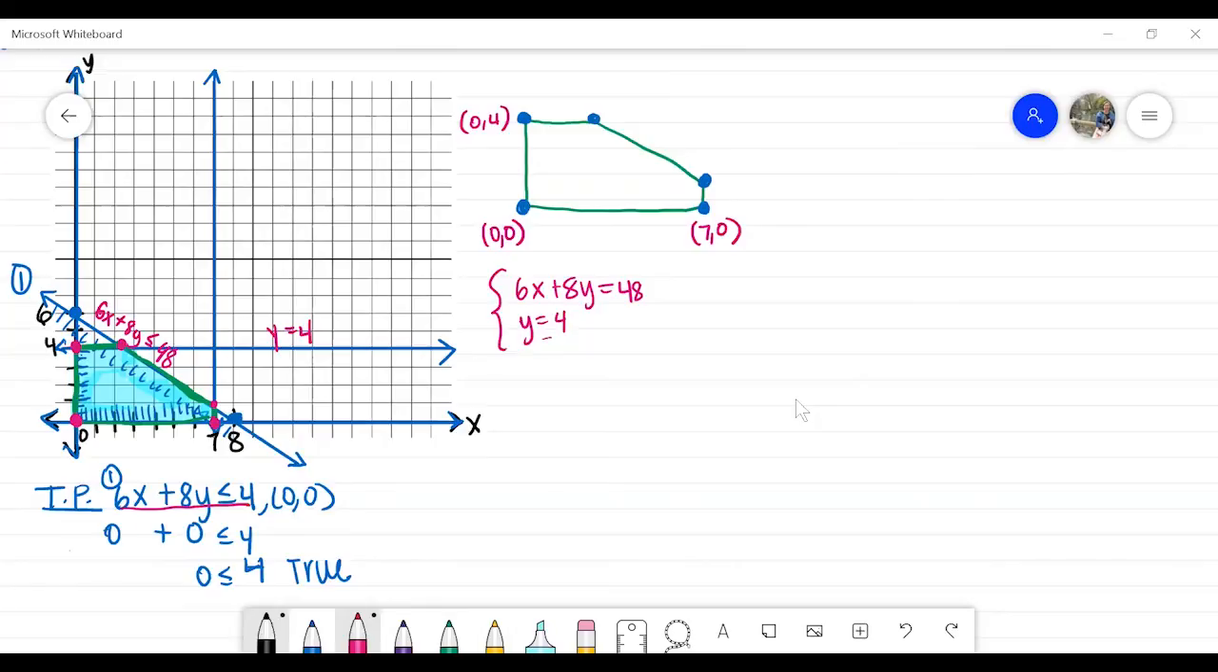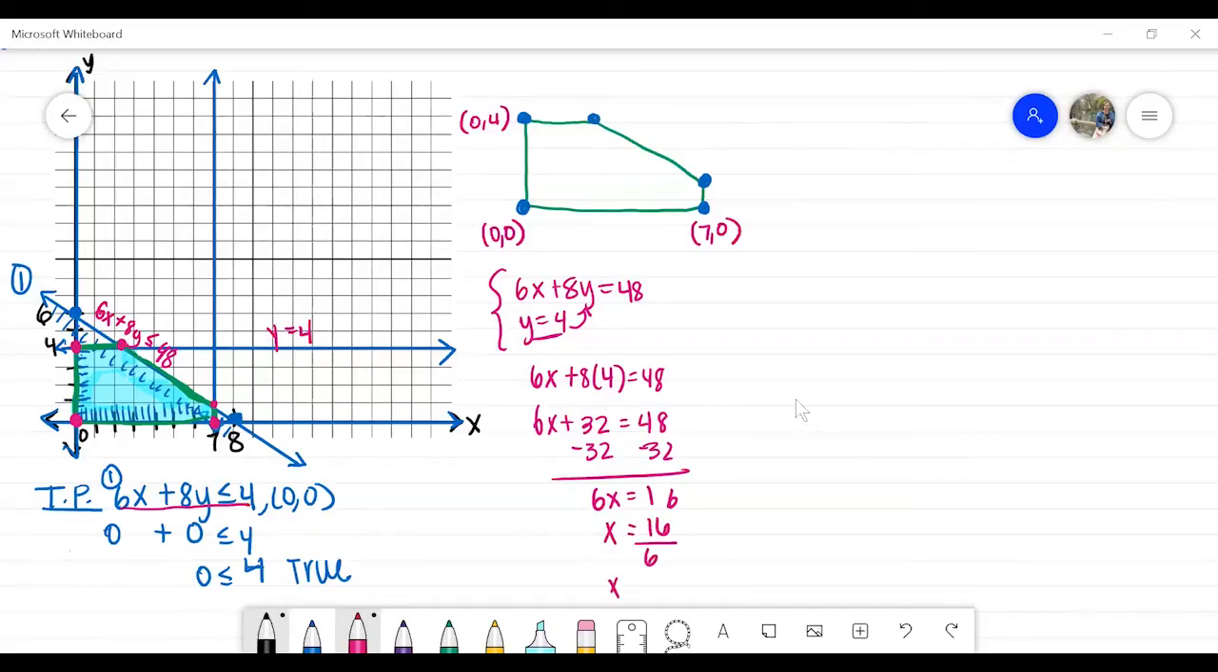But think about that, right? We already have a y value, so just plug it in. 6x plus 8 times 4 is 48. 6x plus 32 is 48. Move the 32. 6x is 16. X is equal to 16 over 6, which is going to be 8 over 3. And sometimes we get those just ugly looking answers, and that's okay. So that is the ordered pair. We found that top point, 8 over 3 and 4.